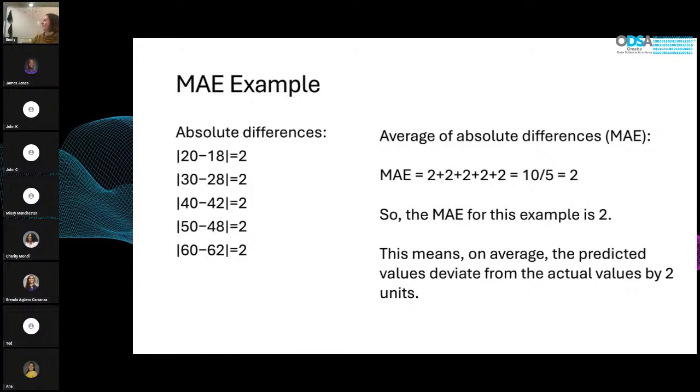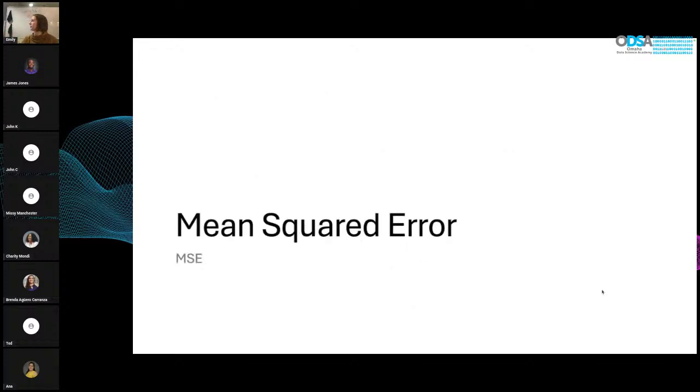Thank you. So the mean absolute error for the example is 2, and that means on average, the value deviates 2 units, which makes sense because we had 2 for everything. Again, we'll start with simple examples and then extrapolate.